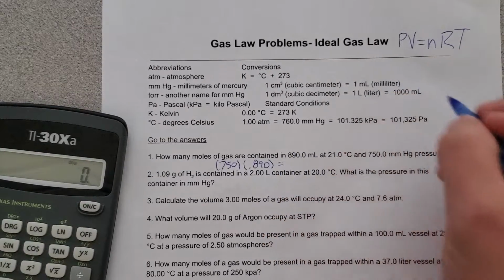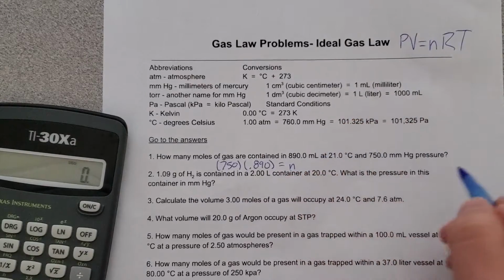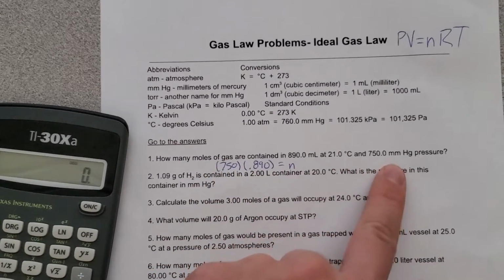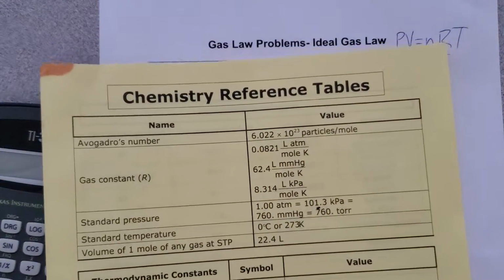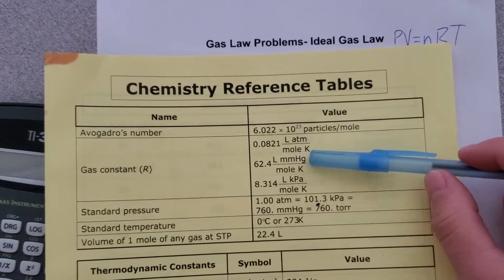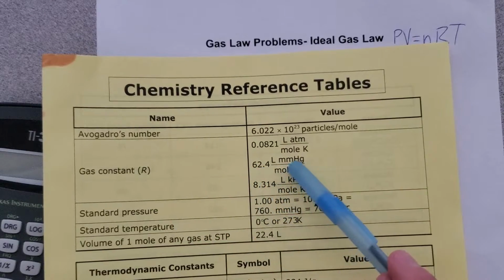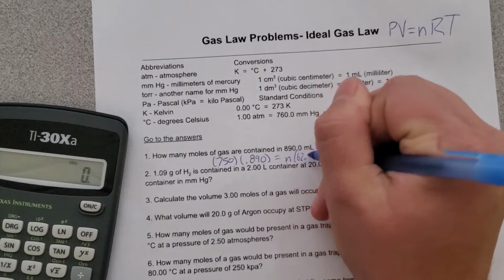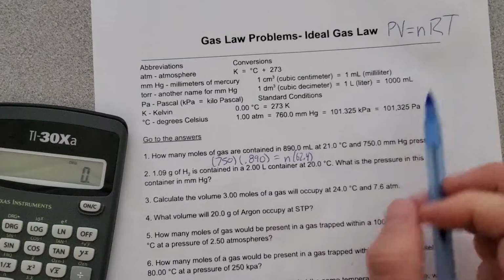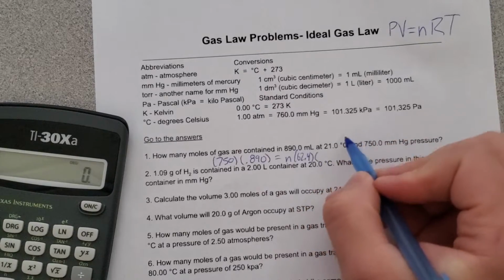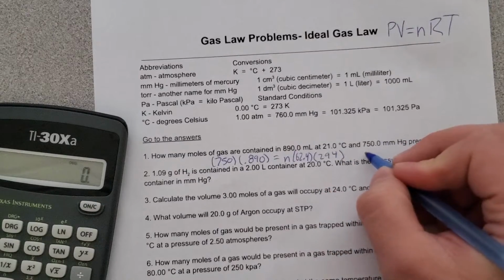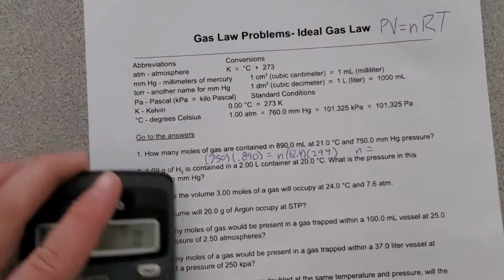That's going to equal, we're looking for number of moles, so n. Our R is going to be, we're in millimeters of mercury, so we need to get our gas constant to be 62.4, right? Our gas constant R, we need to match it up. 62.4 millimeters of mercury. And then lastly, our temperature is 21 plus 273, which is equal to 294.